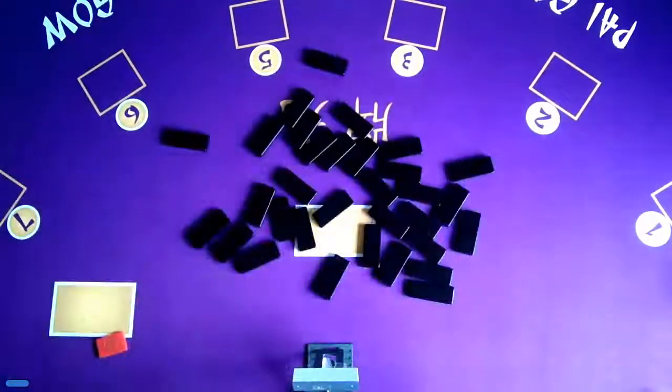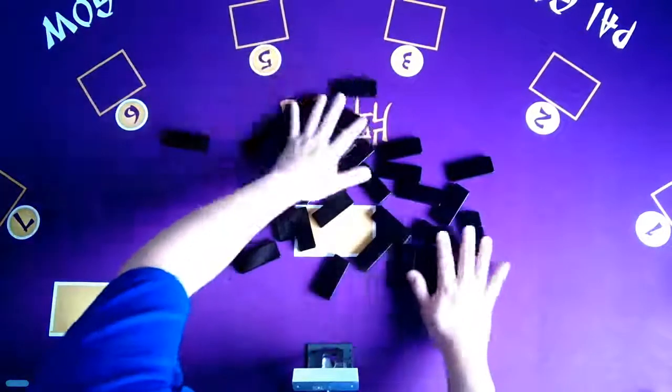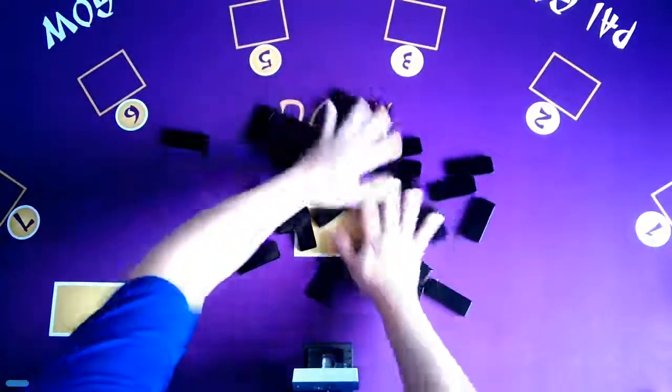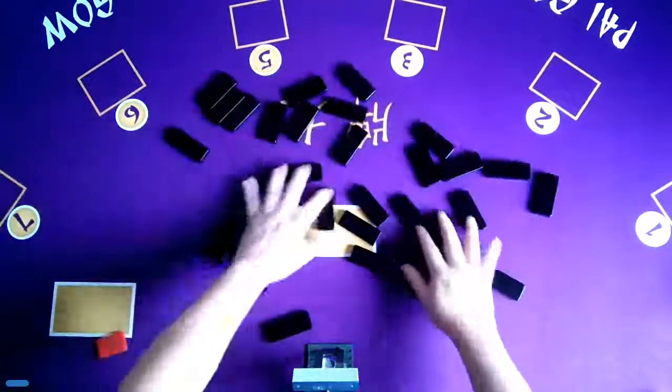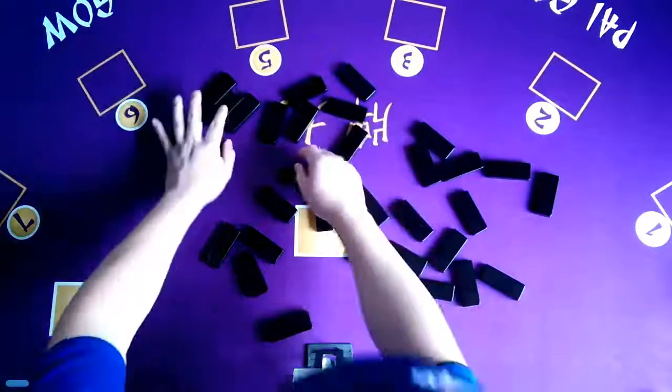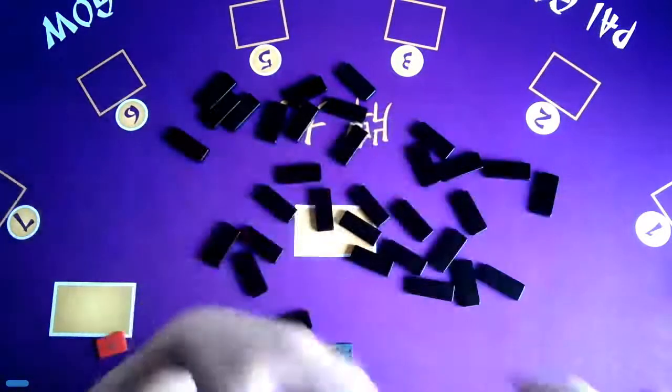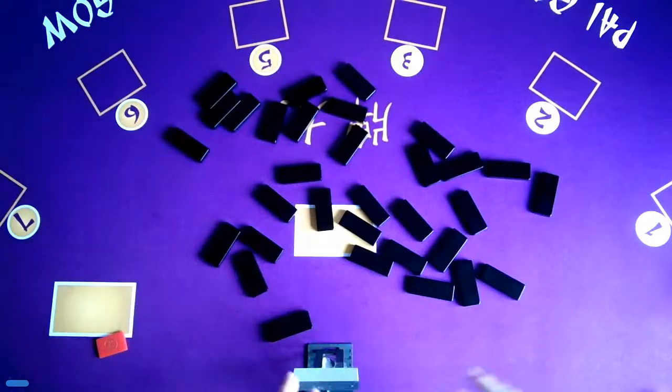Now, a really good tip is once you're done your scramble and once you're done your wash, what you want to do is keep them separate so that you're able to get your fingers in between, and it makes it a lot easier for you to pick up these tiles.